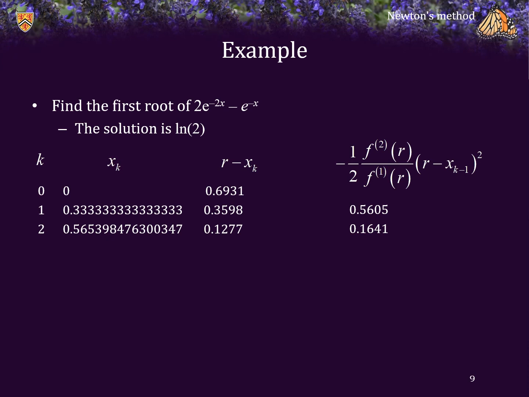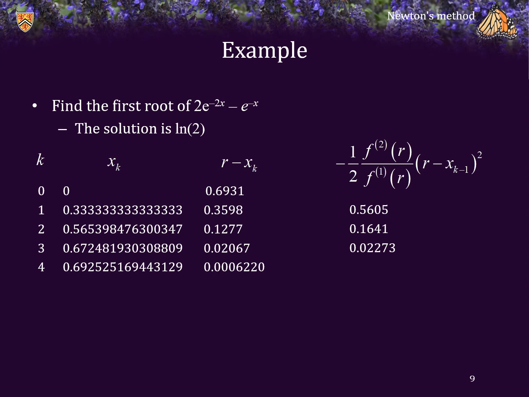Let's do one more approximation. Applying this by substituting x sub 2 into the formula, we get x sub 3 is equal to this value. Now the error is reduced to 0.02 and change. The previous error squared times the ratio is actually pretty close. Applying Newton's method one more time, we're getting pretty close to the root. And notice that the previous number squared is pretty close to that.